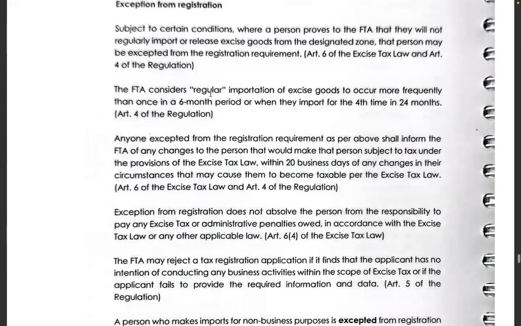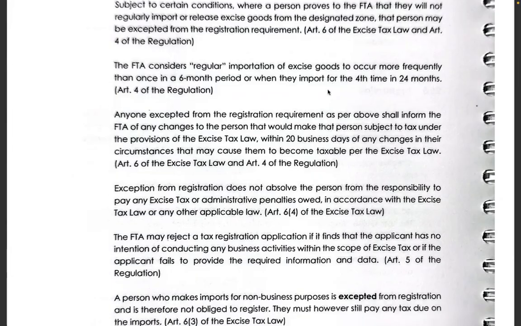The FTA considers regular importation of excise goods to occur more frequently than once in a 6-month period, or where they import for the fourth time in 24 months. So that would be considered regular: once in a 6-month period or 4 times in 24 months. So if one party does that, then it will be considered as regular importation of excise goods.